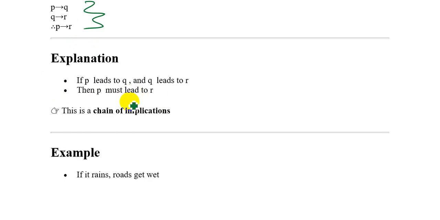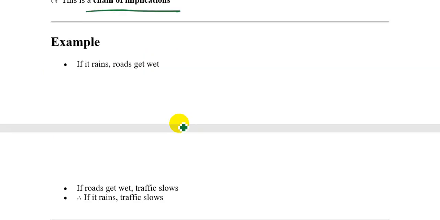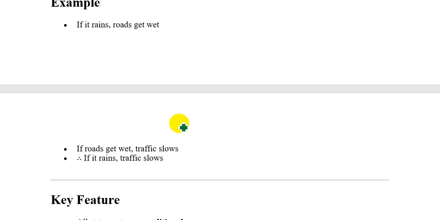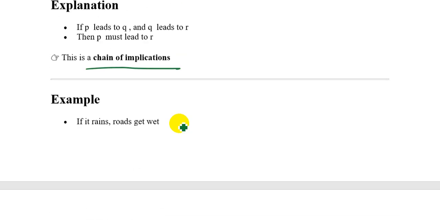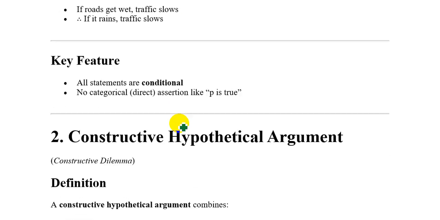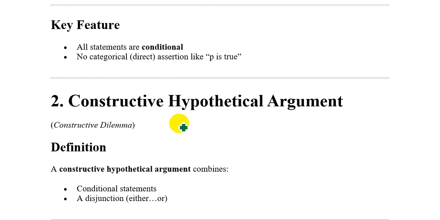This is a chain of implication. This type of arrangement of syllogism is known as chain of implications. For example, if it rains, the road gets wet. If roads get wet, traffic slows. If it rains, traffic slows. So this is known as chain of implications. All statements are conditional. No categorical assertions like 'P is true' are there.